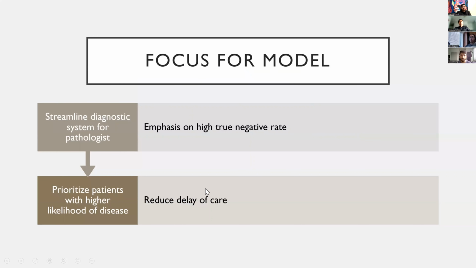The focus of our model, or the big picture for our model, is to streamline the diagnosing process for pathologists. We're not trying to create a new diagnosing process or replace pathologists. Our project is designed to help the pathologists in their work. The key component of that is the high true negative rate that Chris discussed, which allows benign and healthy patients to go home confidently. Our project can then help pathologists prioritize patients with higher probability of having cancer. It will enable the pathologist to take a look at higher risk patients first.